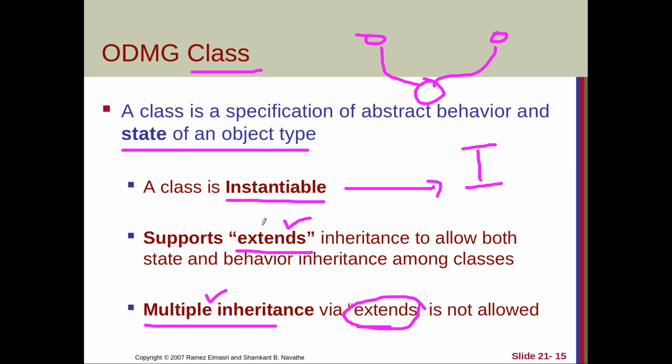So these are some features related to ODMG classes. A class is actually used for creating the different states of different objects. It is used for creating objects. That means it can be instantiated. It supports inheritance using the extends keyword. While doing extension, it is not possible to have multiple inheritance.